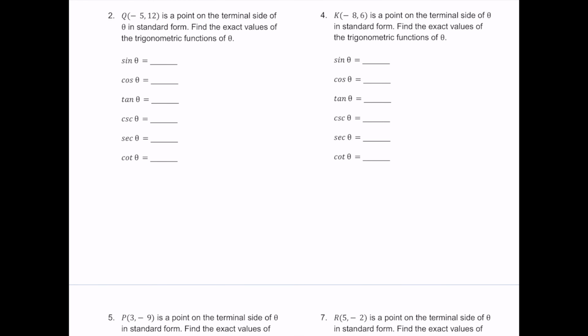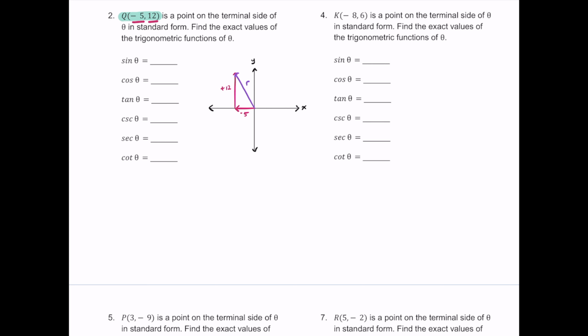For number 2, we have the point Q, which is going to be at (-5, 12). Let's go ahead and plot that on a coordinate plane first. So our first coordinate here is going to be -5, so we're going to go 5 to the left. And then we have a +12 as our y coordinate, so that's going to be going up 12 units. So I'll go something like this, that's +12, and then we have our radius, which is going to be going over here, and I'm going to call that r for now.